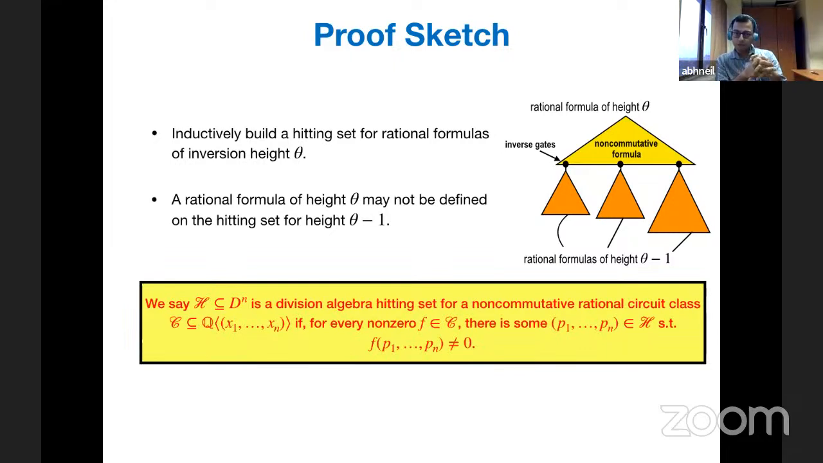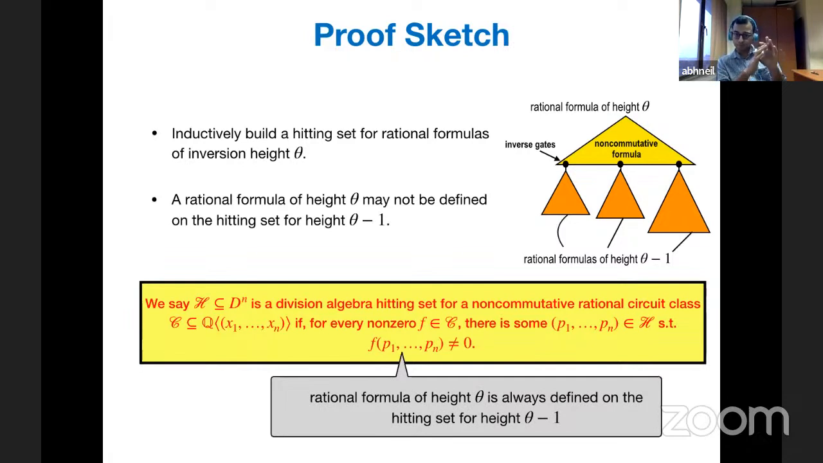So the idea that we introduced is this notion of divisional algebra hitting set, where all these points must lie inside a divisional algebra. What is the extra advantage we are getting here? By the definition of hitting set, it will ensure that the value is non-zero, and as a property of divisional algebra, we know that if it is non-zero, it is also invertible. Therefore, if you have constructed a divisional algebra hitting set for height theta minus 1, for height theta you will always find a point where it is defined. So with a divisional algebra hitting set, we can ensure this additional property: a rational formula of height theta is always defined on a hitting set for height theta minus 1. Okay, so this is clear, right?